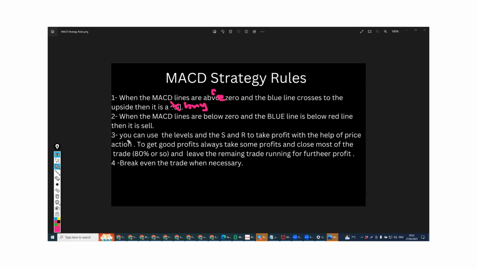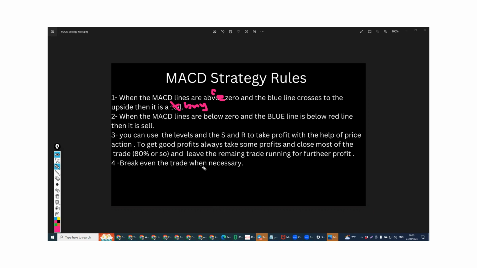The third rule is you can use the levels and S and R, meaning support and resistance, to take profit with the help of price action to get good profits. Always take some profits and close most of the trade, 80% or so. Once you have some profit, if you do 5 minutes, probably 10 or 15 pips is enough. You take 80% or 70% of the profit, whatever you like, and leave the rest of the trade running. If you're doing multi time frame analysis, you can keep the trade running for a longer time as long as it's going in your direction, and leave the remaining trade running for further profit.